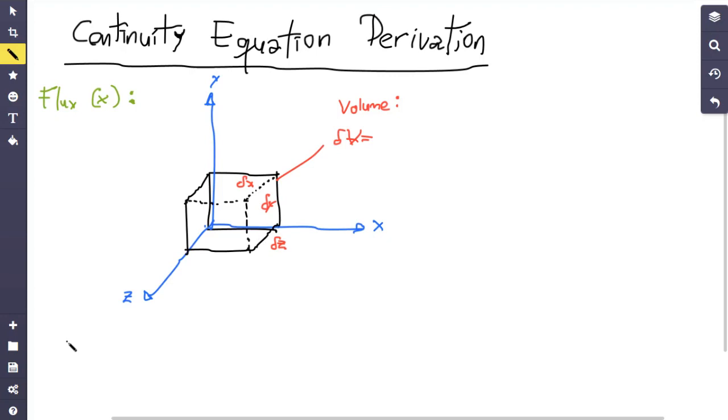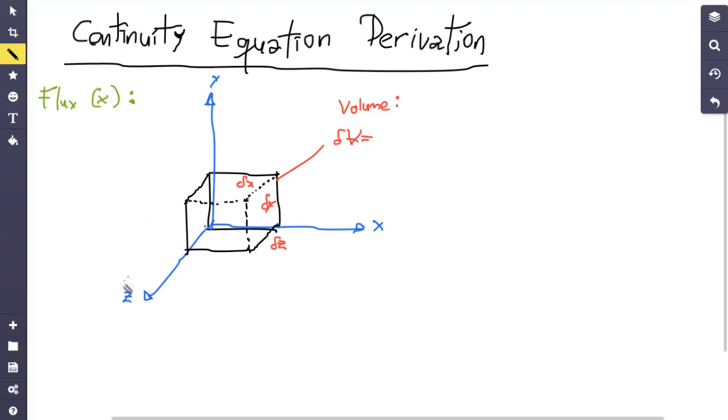People who work more with and are more familiarized with electromagnetism, electricity, etc., when you talk about a continuity equation with them, they usually associate it with the continuity equation for charge. But here we will talk about the continuity equation for a fluid, right?